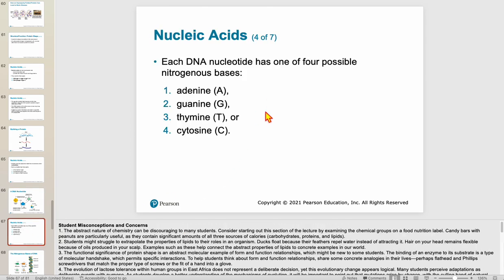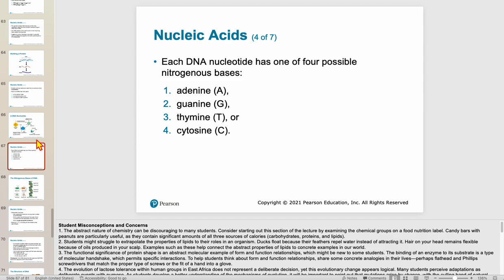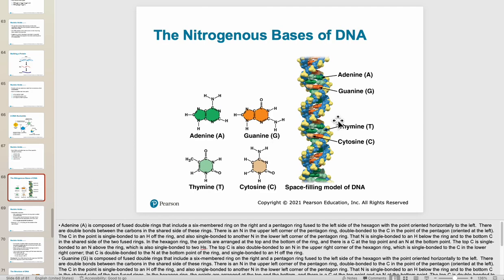Again, the author has given them to you as a list. So A is adenine, G is guanine, T is thymine, and C is cytosine. Make sure you know the names that go with the letters. So adenine with A, guanine with G, thymine with T, and cytosine with C. Now, how do we put them together? That's the next slide. That's this.